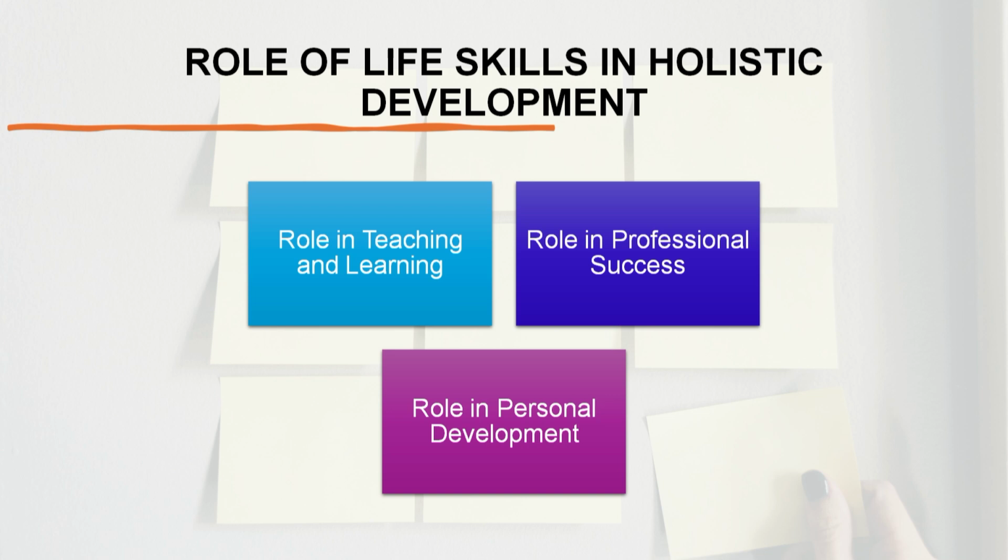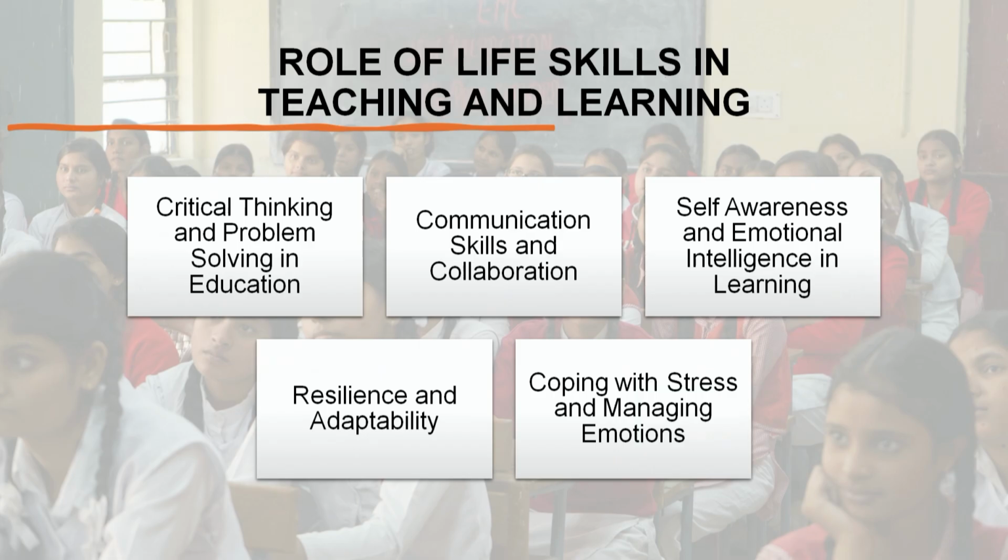So we can understand the role of life skills in holistic development in broadly three categories: role in teaching learning, role in professional success, role in personal development. We will be taking each of them one by one. If we talk of the role of life skills in teaching learning, we can again characterize this in 5 categories. We can say the role in teaching learning deals with critical thinking and problem solving in education.